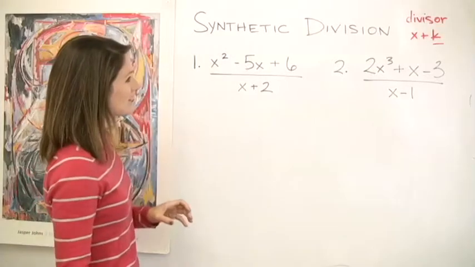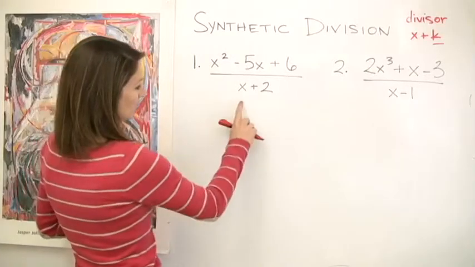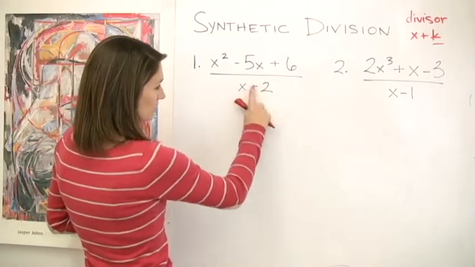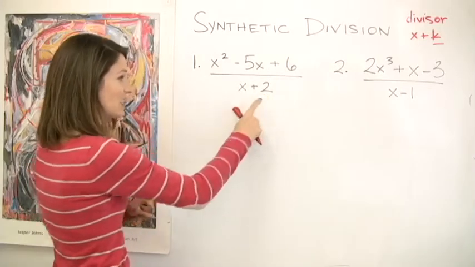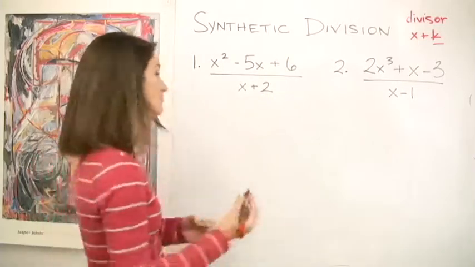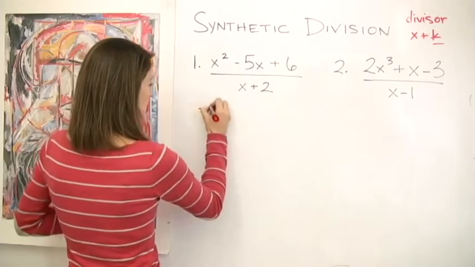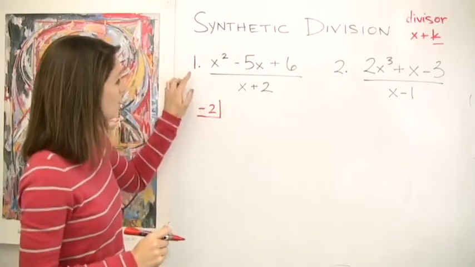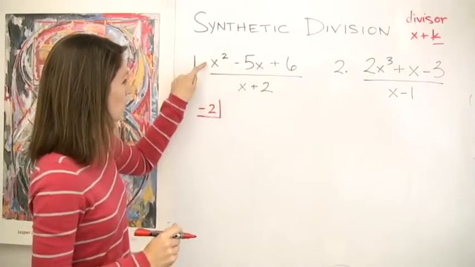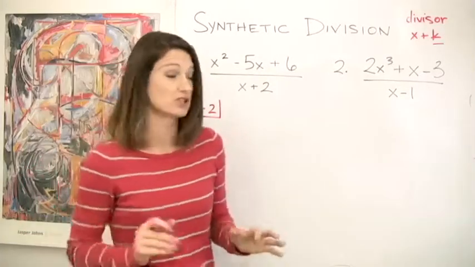So in order to use synthetic division, we first take a look at our divisor, we look at the constant term here, which is 2, and we change the sign. So we're going to change 2 to -2. And we write it in the upper left corner in a bracket. Then we look at our dividend up here, and we pull down the coefficients for each term.